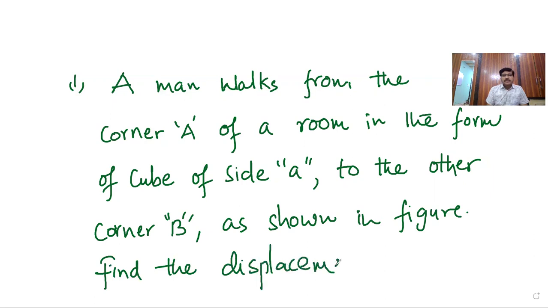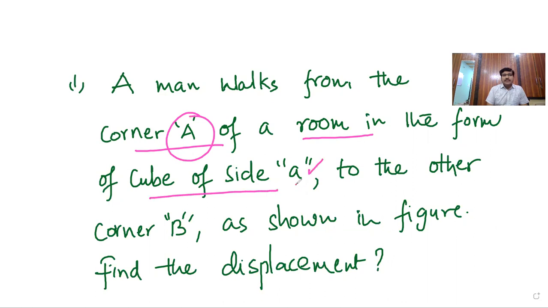That was the question given. It says that the man is walking from the corner A of the room. The room is in the form of a cube of side a, and to the other corner B, as shown in the figure provided to you. Now he is asking, his interest is to calculate the displacement. Clear? Let us see this question.